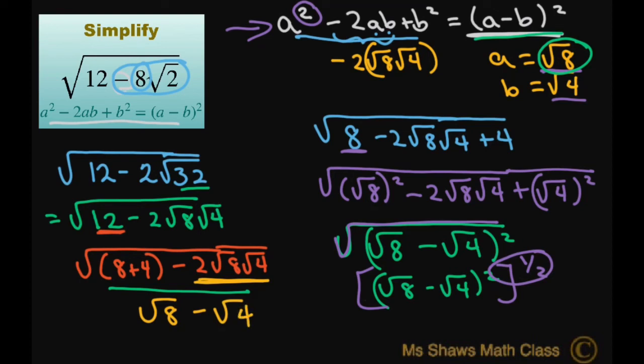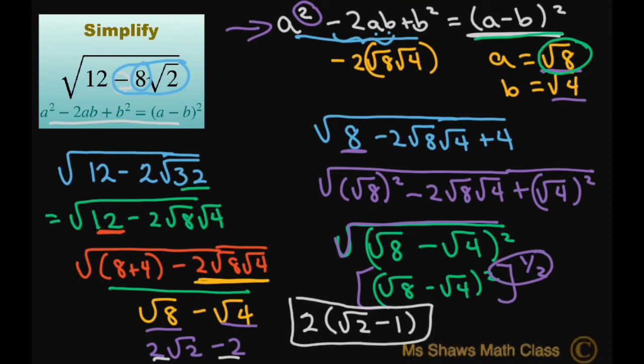Now all we have to do next is simplify this. Square root of 8 is 2 times square root of 2, and square root of 4 is 2. And it would probably be best if you factored out this 2 and wrote this as 2 times square root of 2 minus 1. So this would be a good answer right there.